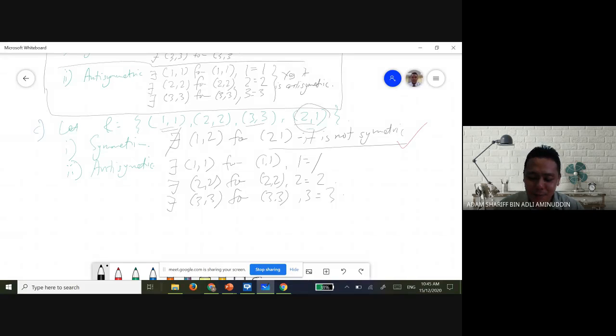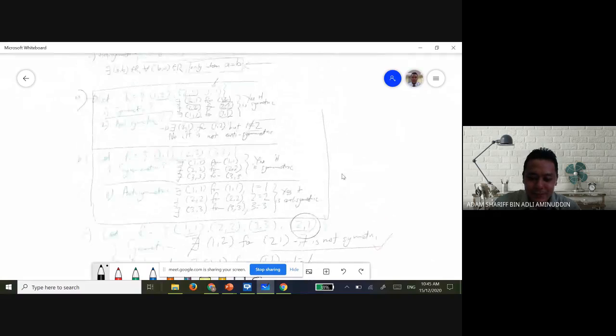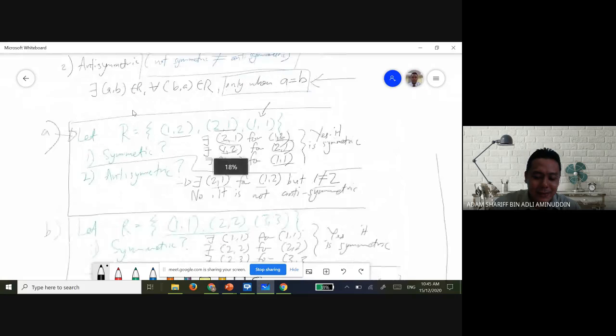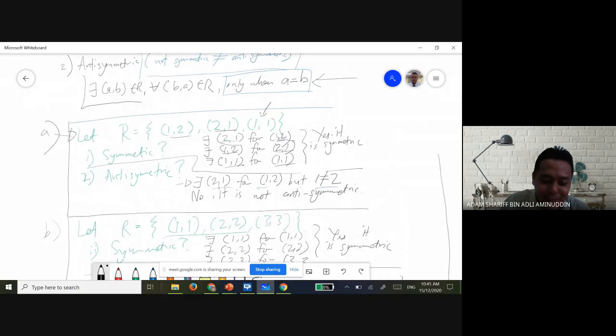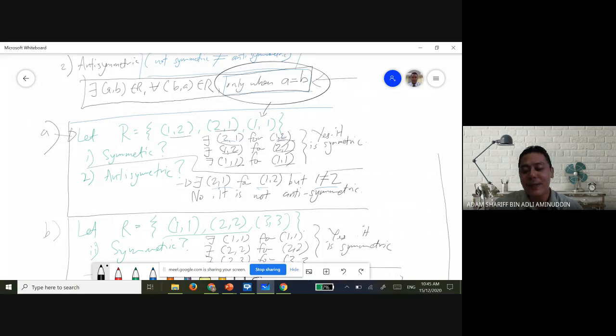Patut tak saya check whether 2, 1 exists for 1, 2? Tak perlu. Betul. Sebab there does not exist 1, 2 for 2, 1. So you don't really need to check whether 2 equals 1 or not. Kerana kita tengok balik definition sebelum korang pening. There exists AB for BA only when A equals B. It means if BA does not exist for AB, tak perlulah check whether A equals B.